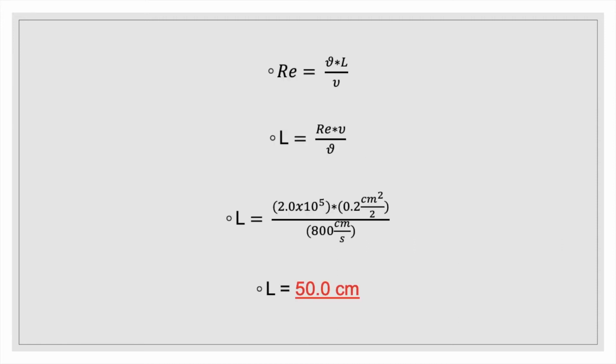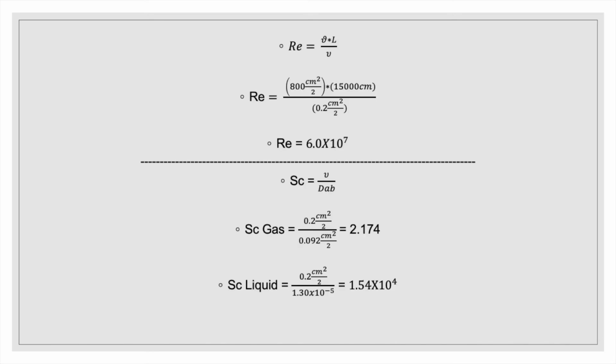So, considering a Reynolds number of 2 x 10 to the 5 as the minimum acceptable value to be considered as turbulent flow, we can apply the Reynolds number formula by isolating the length and substituting the Reynolds number value, turning the speed into centimeters per second. The position at which the flow is determined to be turbulent will be 50 centimeters.